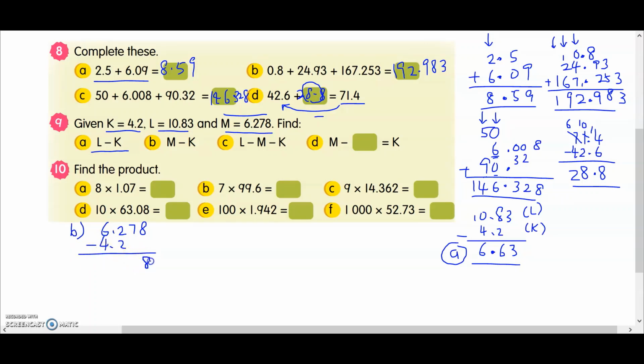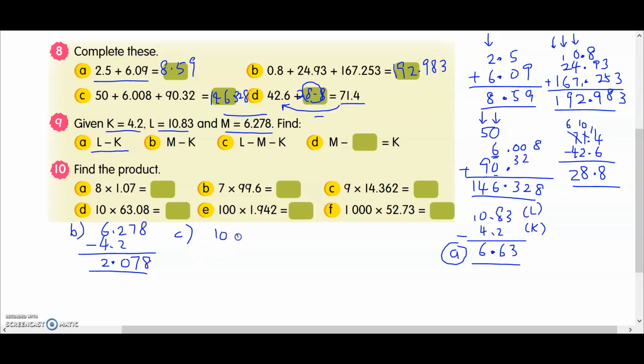Okay, 8 minus 0 is 8. 7 minus 0 is 7. 2 minus 2 is 0. Point, you write here. 6 minus 4 is 2. So B is 2.078.